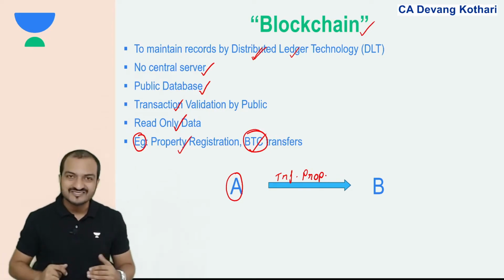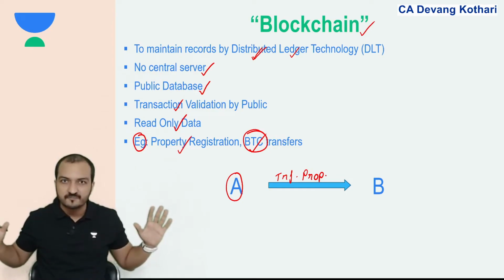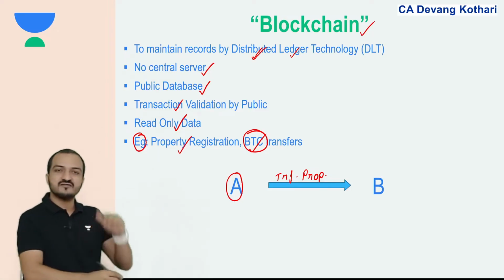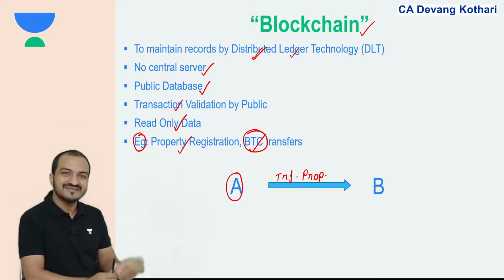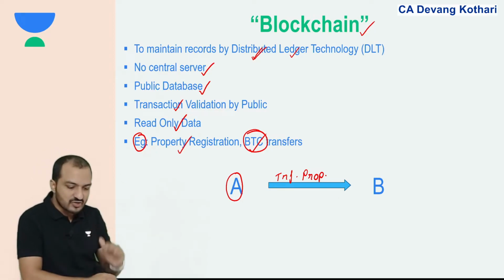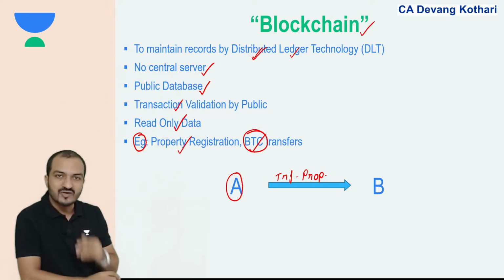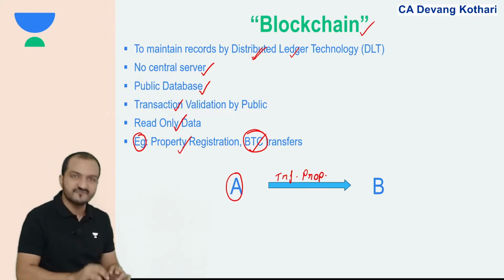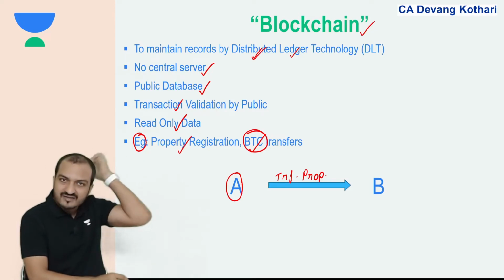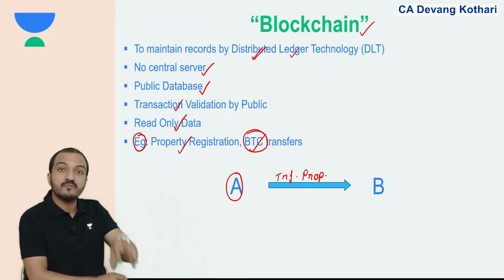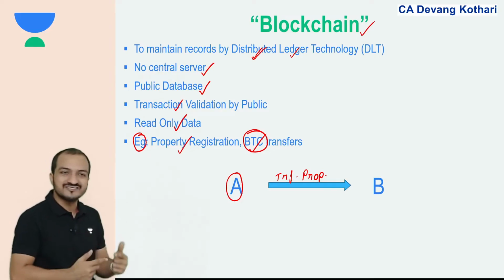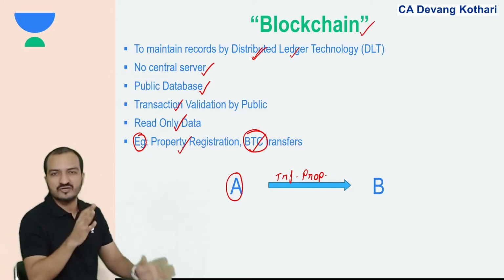Imagine there is a Google sheet in which anybody can update the data, but nobody can change the data which is already there. So imagine there is a Google sheet in which it is written that A is the owner of this property and A is now transferring the property to B. So A is putting an entry that, okay, I am transferring property to B. But when A is putting that entry in the Google sheet, that entry does not get permanently added unless all the other users of the Google Sheet validate that transaction.